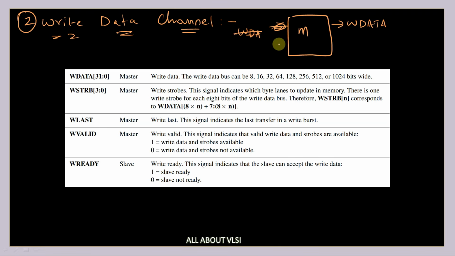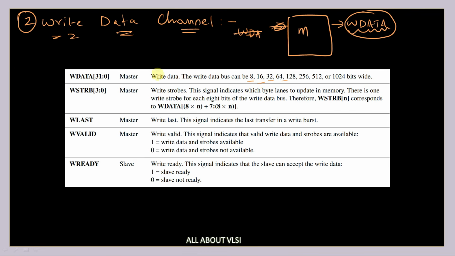Let's say our master wants to send some data to our slave. First it has sent all the write address and control information which are necessary for sending data. After receiving the response from the slave, that is using the AW ready signal, that it has successfully sampled all the address and control information and it is ready for the write data, the master is going to provide the data to the slave using this WDATA signal. It is of 32-bit width. Using this WDATA, it is going to send the actual data information to the slave. Now this particular data can be of 8-bit, 16-bit, 32-bit, 64-bit width and so on.